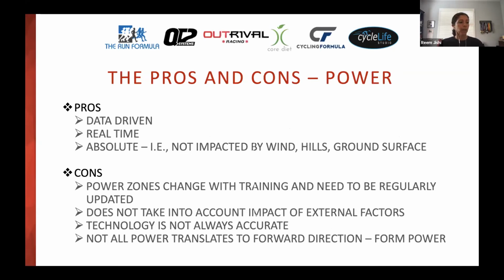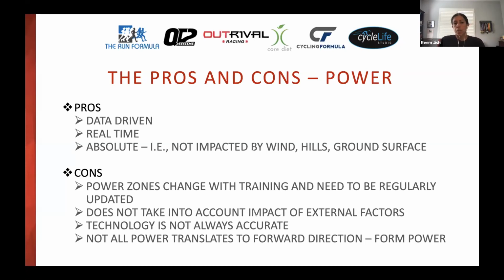Pros and cons of power. It's data driven. Again, like speed, you stick in the numbers, they come out, you know what you're supposed to do. It's real time. There's no delays on power, right? You look down at your watch, it tells you what your power is. It's right there. It's absolute, so it's not impacted by wind or hills or ground surface. The power number is the number. It's right in front of you.